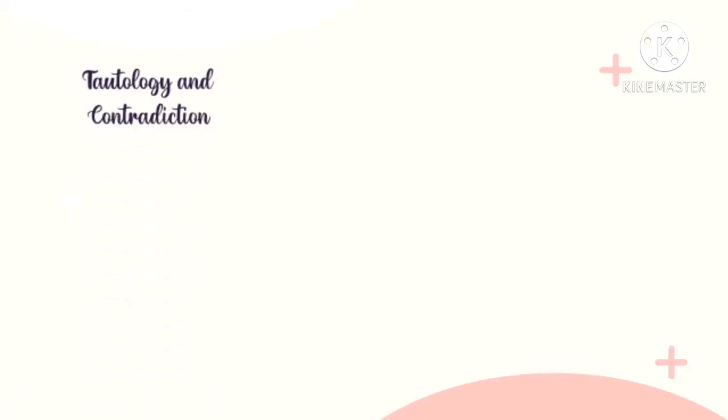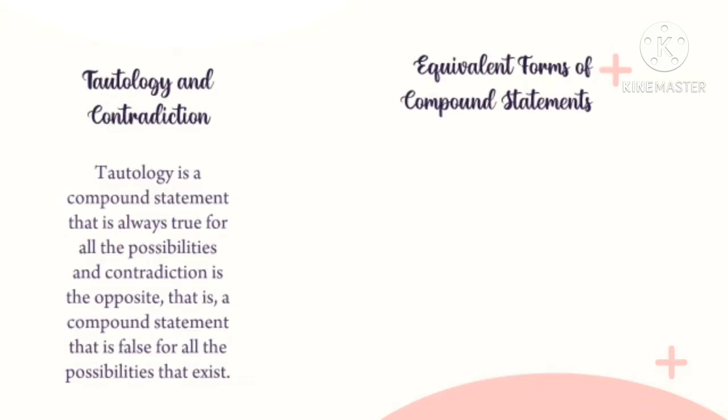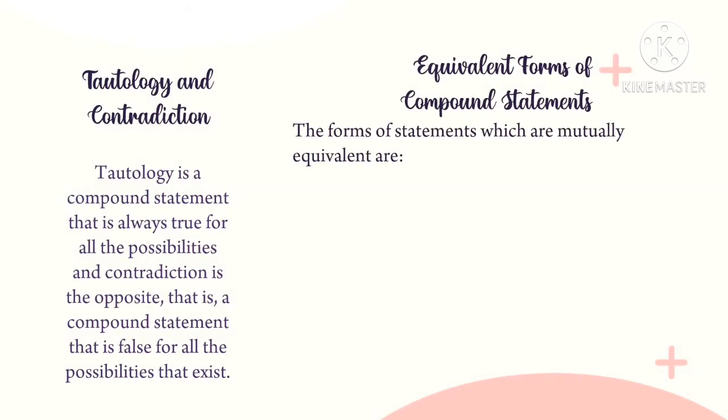Next, about tautology and contradiction. Tautology is a compound statement that is always true for all the possibilities, and contradiction is the opposite. That is, a compound statement that is false for all the possibilities that exist. Next, about equivalent forms of compound statements. Compound statements that have the same value in all possibilities are said to be equivalent. The forms of statements which are mutually equivalent are like this.